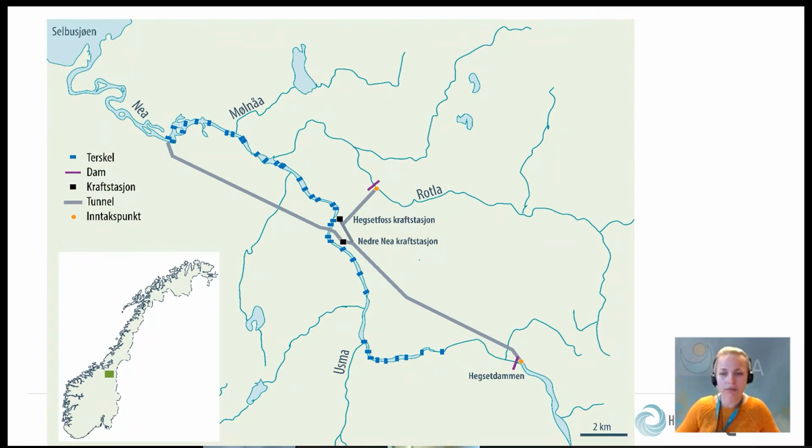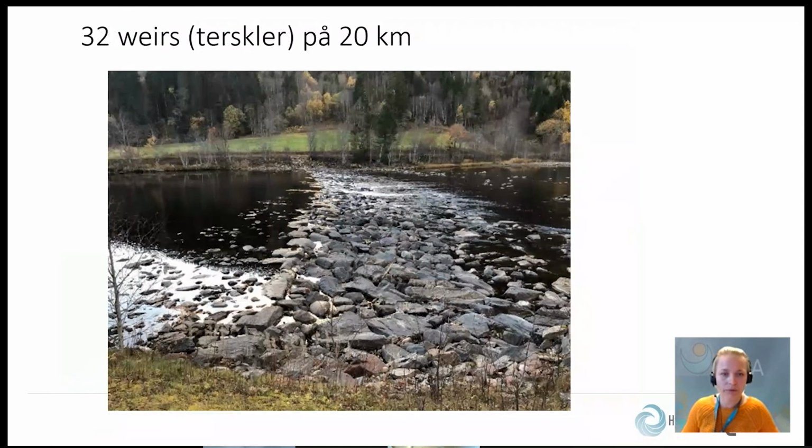In addition, you have introduced non-native species such as European minnow, ørekyte in Norwegian, and pike, which is gjedde. And these are both competing with and eating salmon, mostly the young juveniles. Here's an example of a weir, and as you can see, it might be tricky for a spawning large brown trout to pass this barrier when the water flow is low.